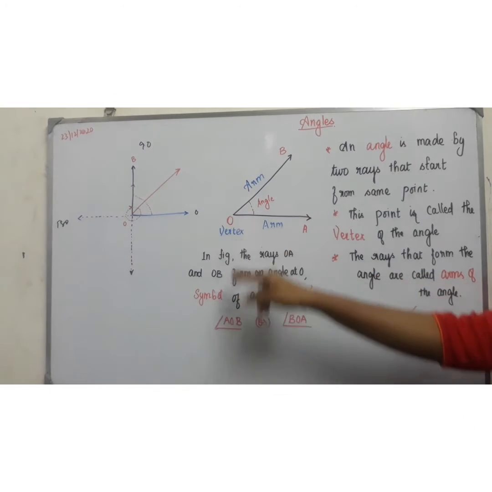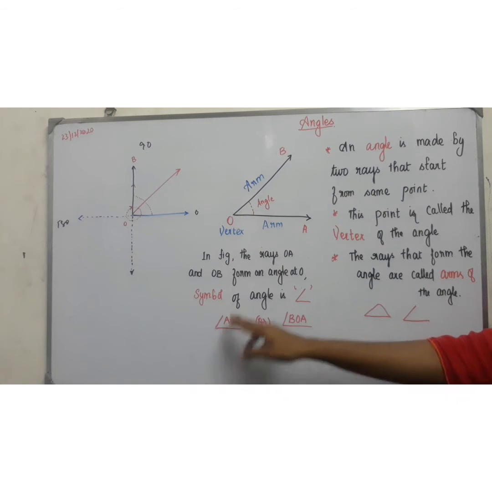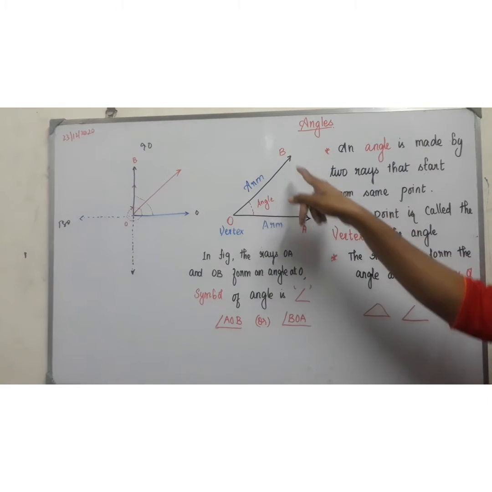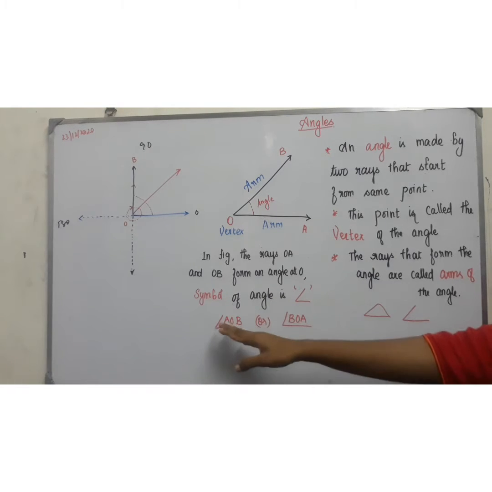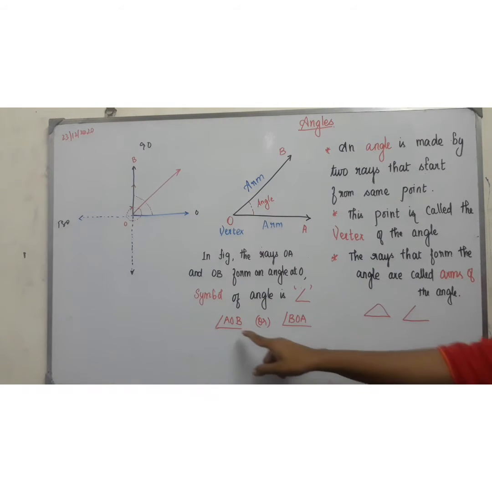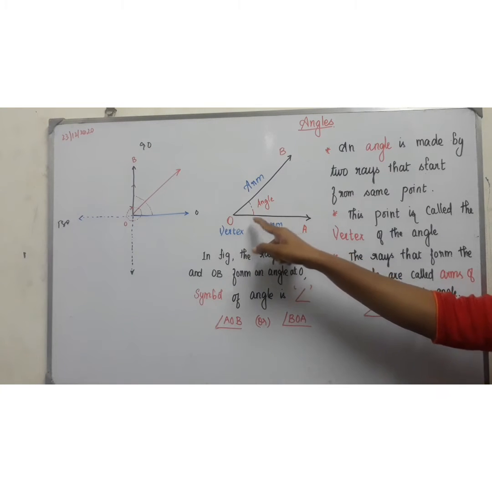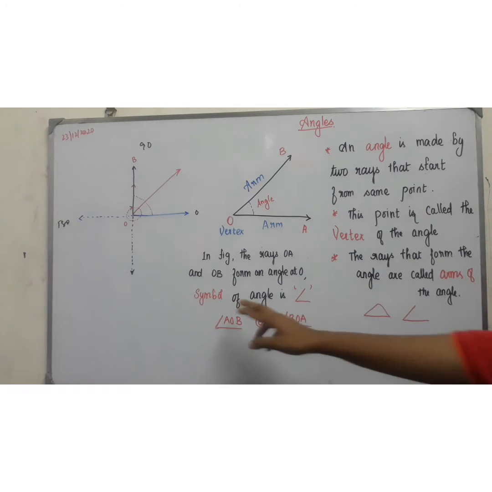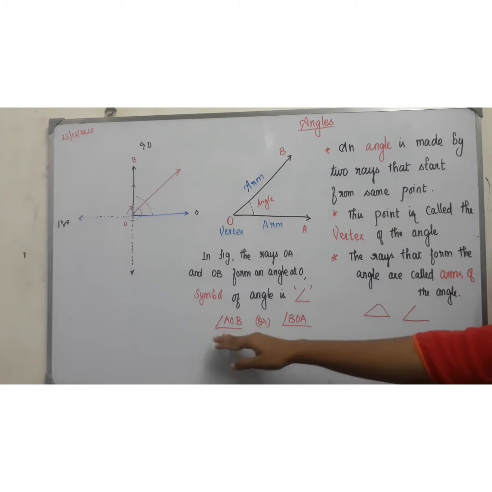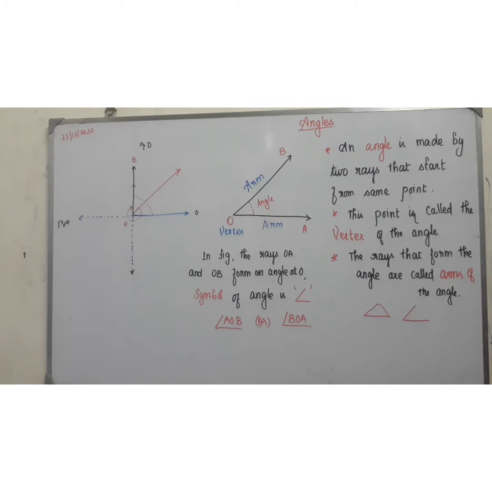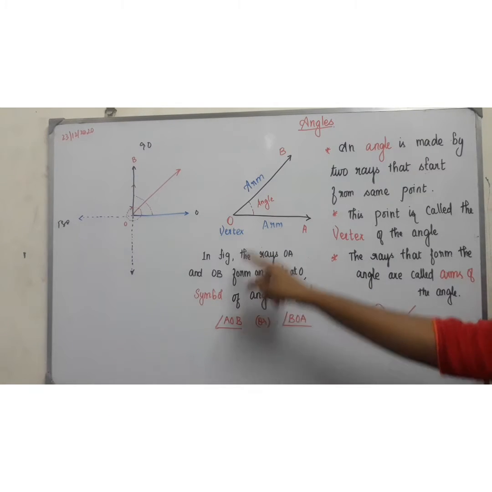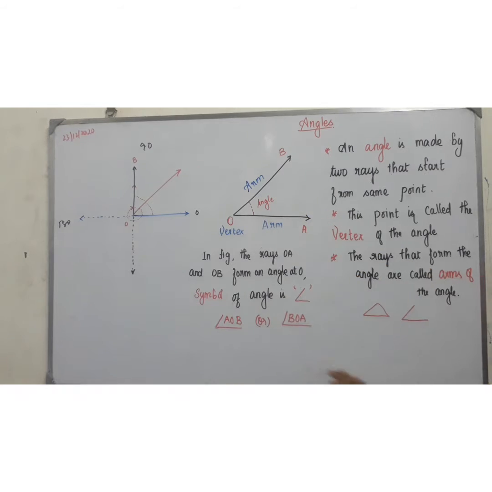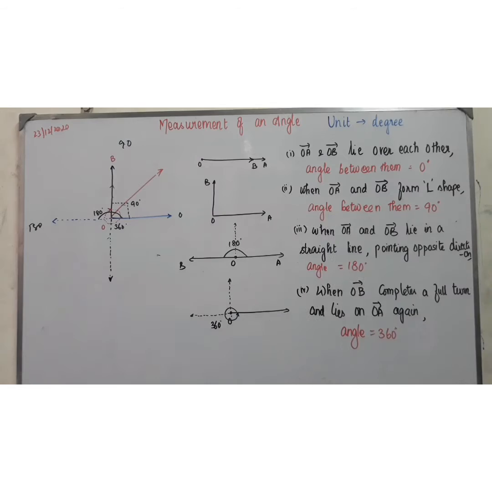So the vertex should be at the center while you are writing. The other two names, A and B, the rays, you can write before or after. You can interchange AB or BA, but the letter of the vertex where the angle is present should be in the center. So you can call this angle AOB or angle BOA. That means the angle is present at the point O. Okay, so this is all about angle.